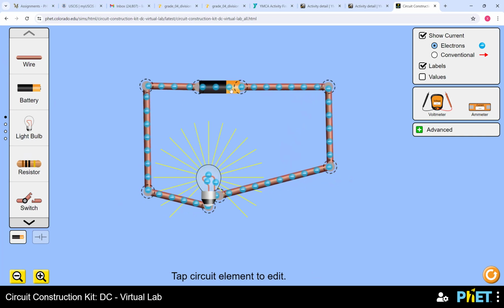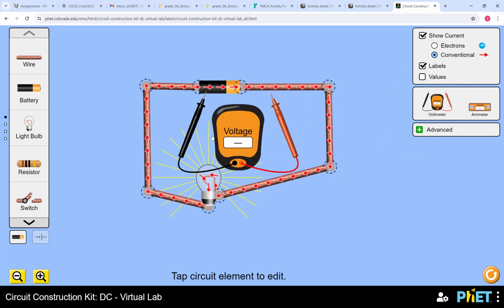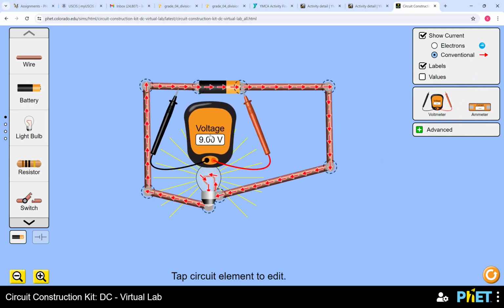You can see the circuit. You have a battery. This is how the negative charges work, but we can see the conventional current on the right side. So you can see how current goes. Current goes from positive to negative. But in this lab, this is the first step. You construct a circuit. We also need to measure the voltage.